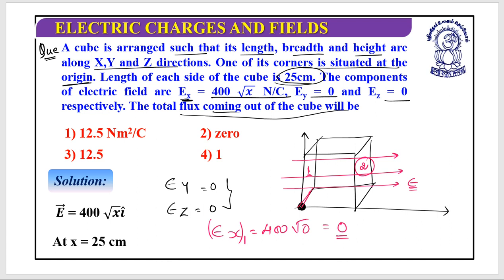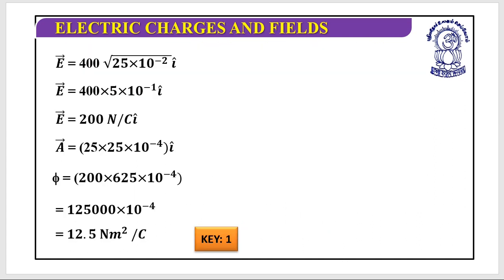First tell me, did you understand this much? Are you sure? Yes. So if sure, let's move on. My electric field will look like this: 400 into root x, and my x would be 25 centimeter, as given in the data. If I simply put the value, I convert this to i cap. I have solved this. This is the electric field, 200 newton per coulomb in i cap.